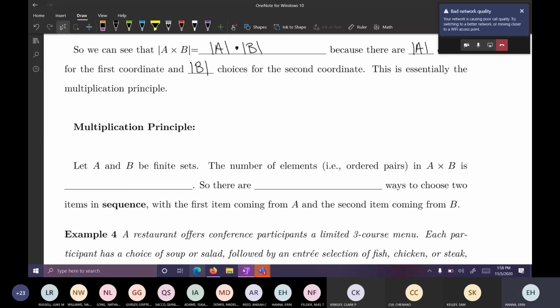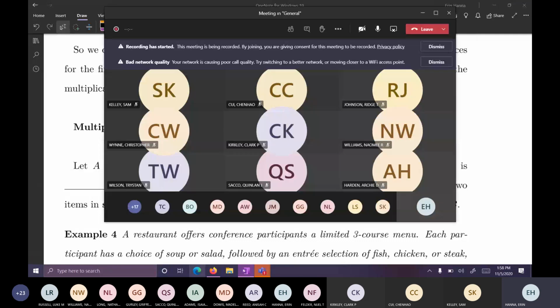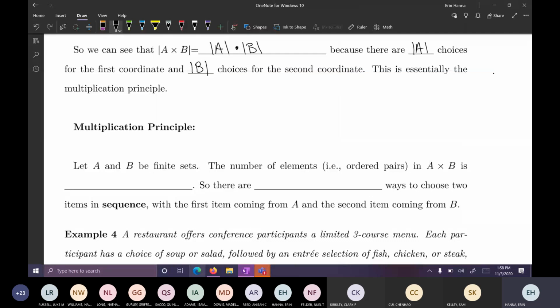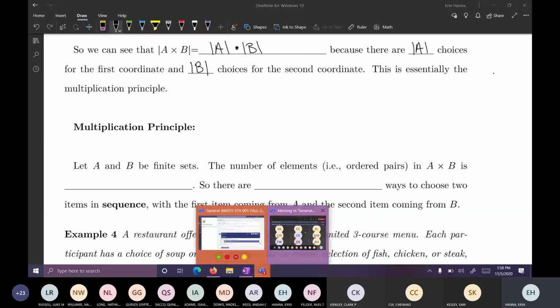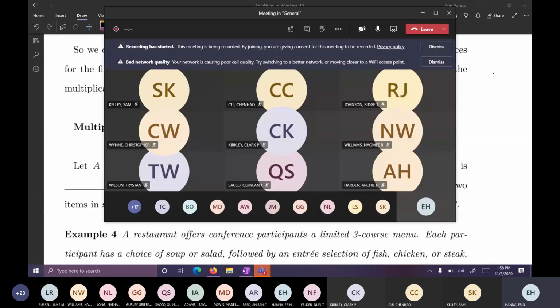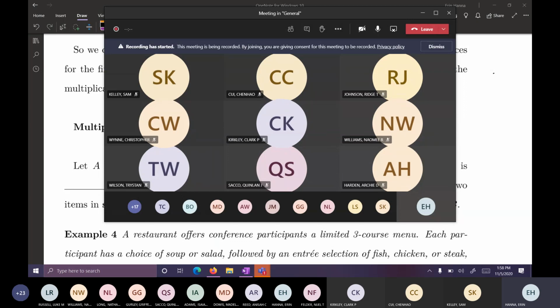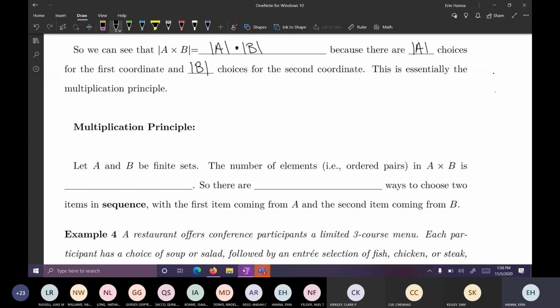Bad network quality. Come back. I know sometimes it gets weird when it does that, so I'm going to wait for that to go away. It usually goes away pretty quickly. Am I good? Nope. It still says it sucks. There, it went away. Okay.